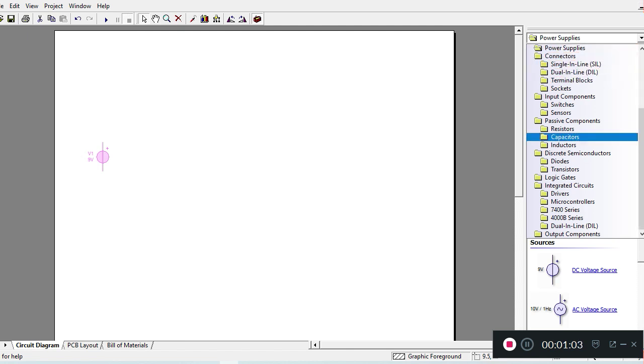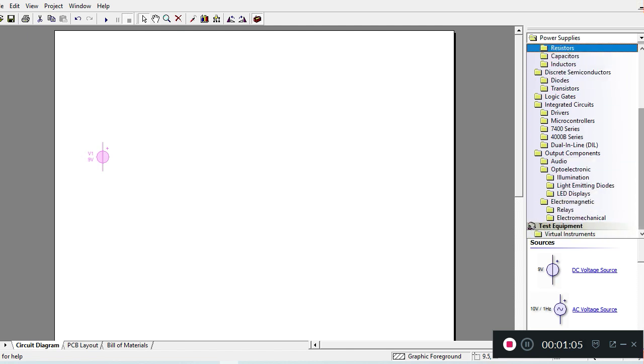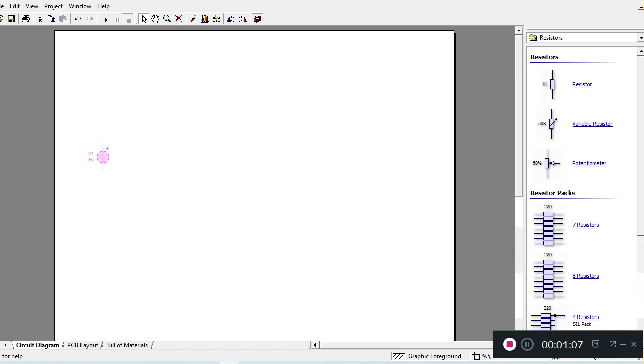I'm going to need some resistors. So here we have resistors over here. You click on it, and then you drag it to the right position that you want it to be. All right. So I'm going to need about 2 resistors. So I just copy and then I paste. Good.